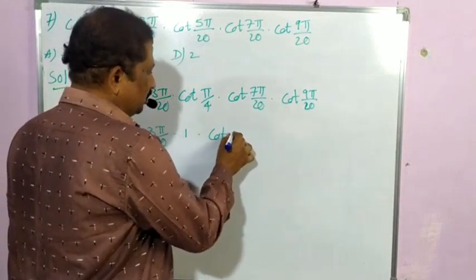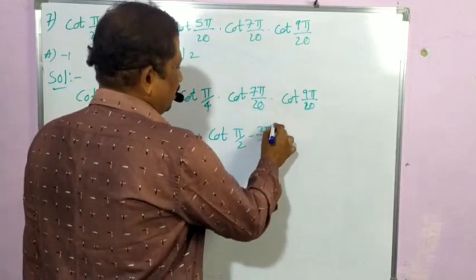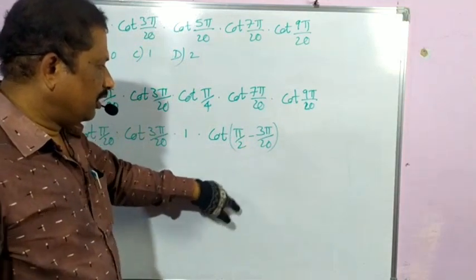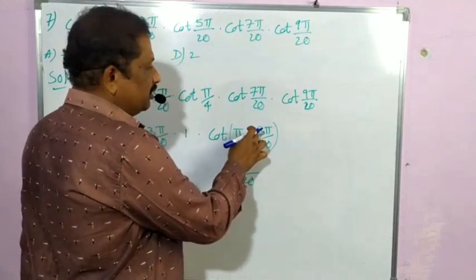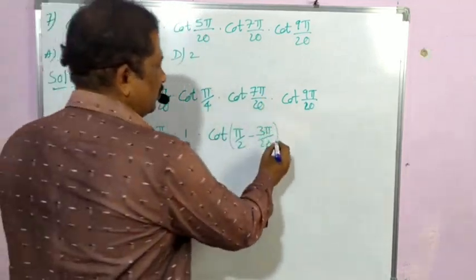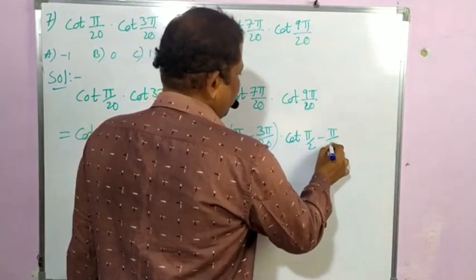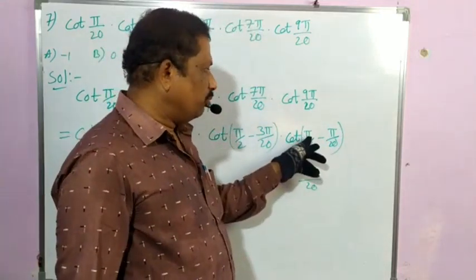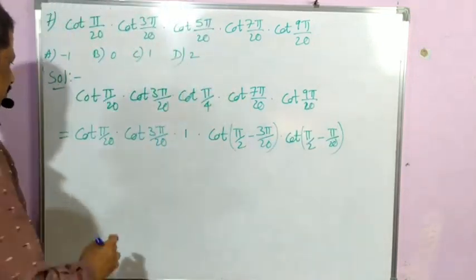Next, this we can write down as cot of pi by 2 minus 3 pi by 20. 90 minus theta. If you take LCM, 20 will come. 2 times 10 is 20, 10 into pi, 10 pi minus 3 pi, 7 pi you will get. Okay? Clear? So I am writing this in this form. This also, write cot of 90 minus pi by 20. This also same. LCM is 20. 2 times 10 is 20, 10 pi minus pi, 9 pi by 20 will come. Okay? Clear?